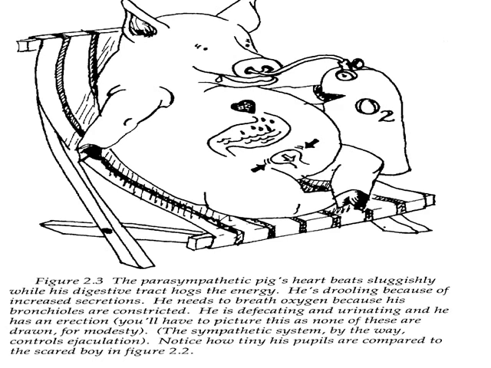Slide 80 is the opposite, which is the parasympathetic system. And this one I always like. It is the parasympathetic pig. And it says the parasympathetic pig's heart beats sluggishly while its digestive tract hogs the energy. He's drooling because of increased secretions. He needs to breathe oxygen because his bronchioles are constricted. He's defecating, urinating, and then it says he has an erection. You'll have to picture this, as none of these are shown for modesty.